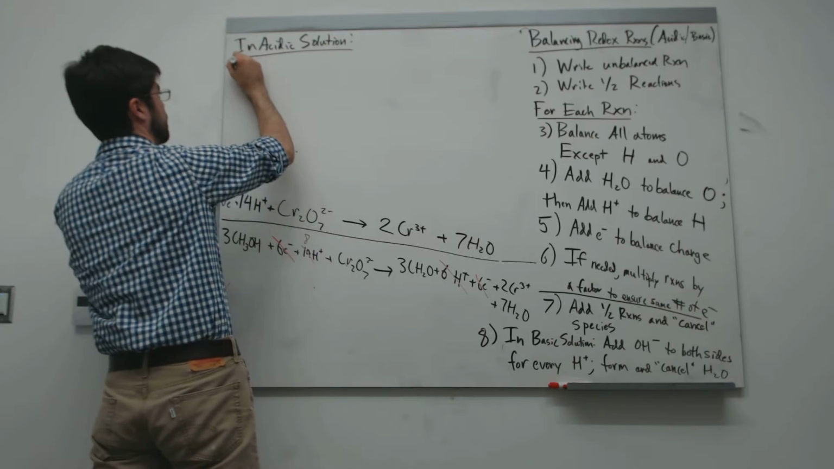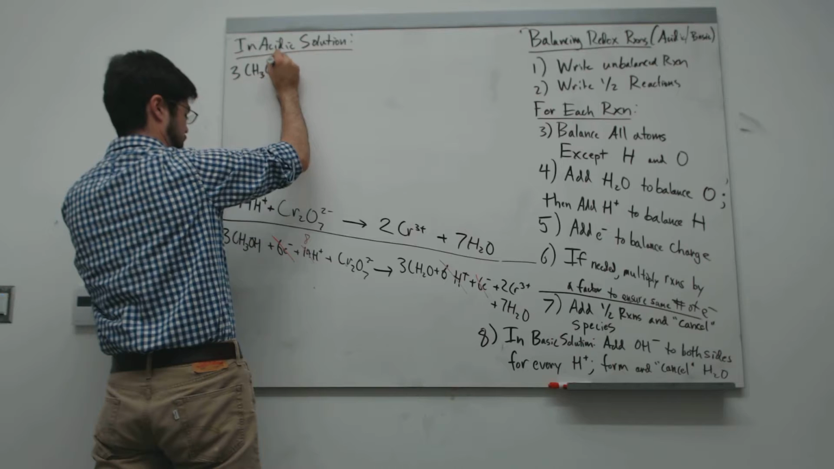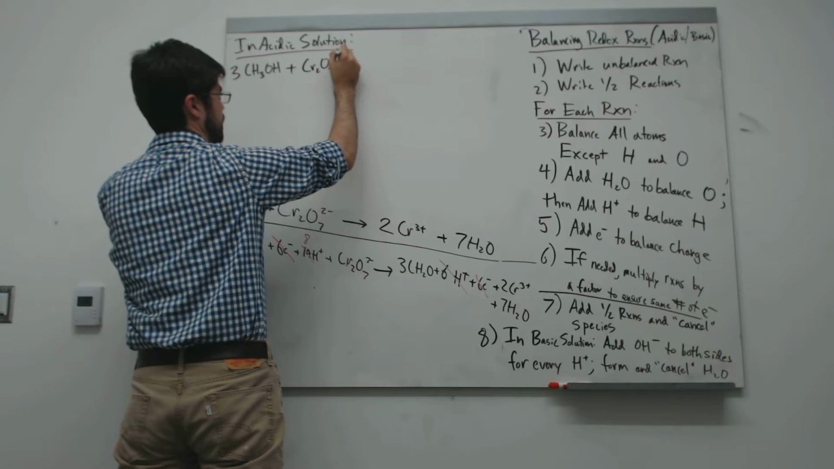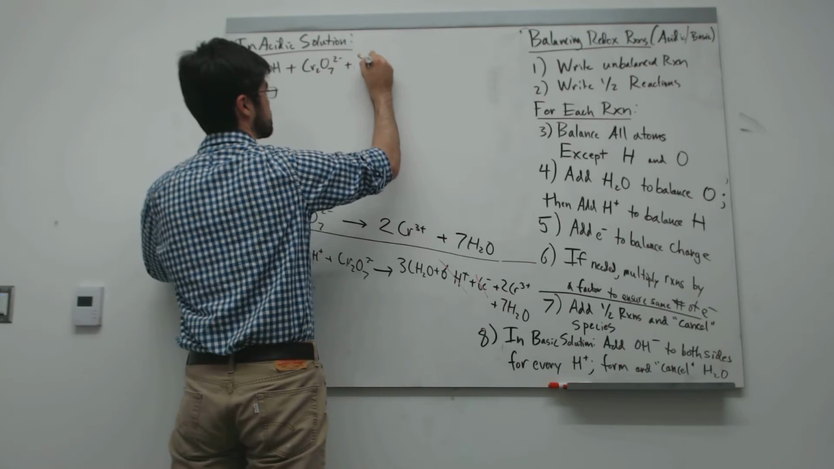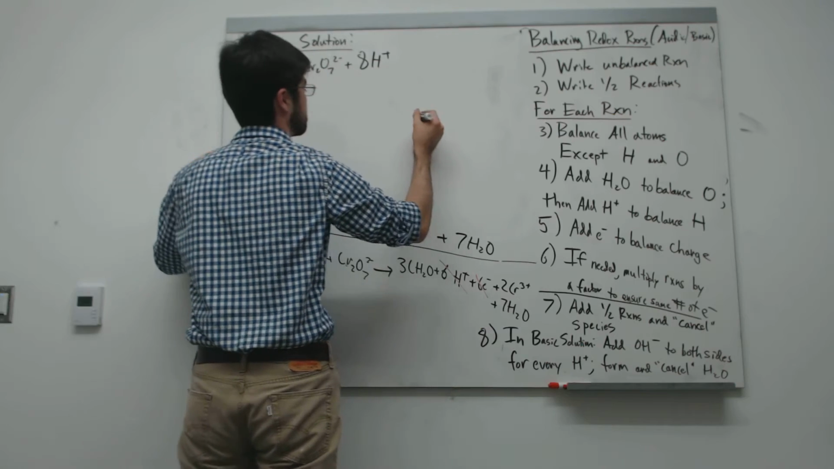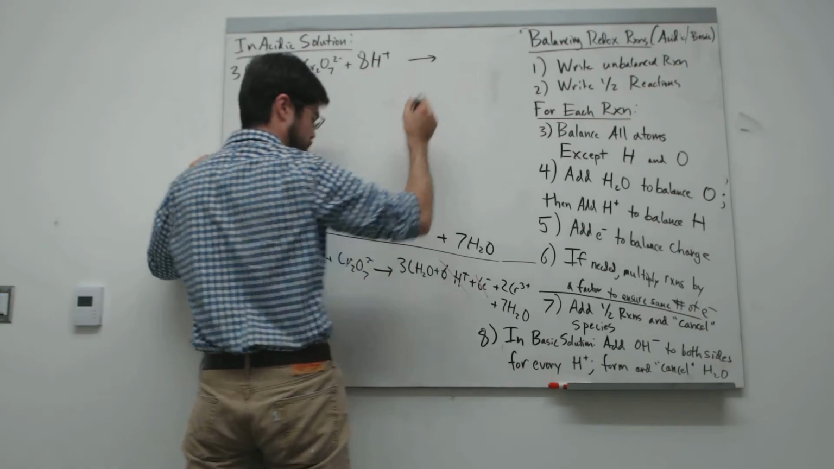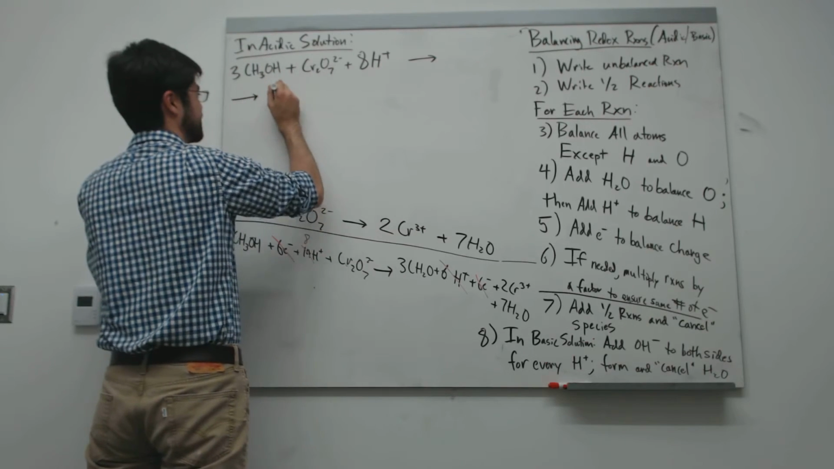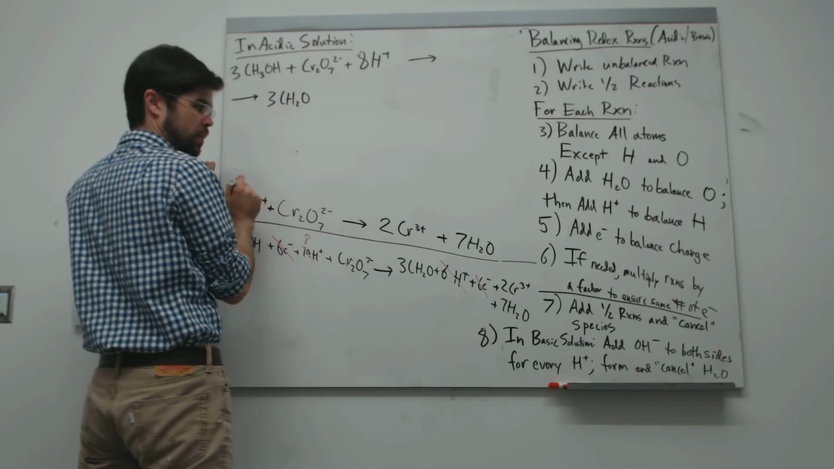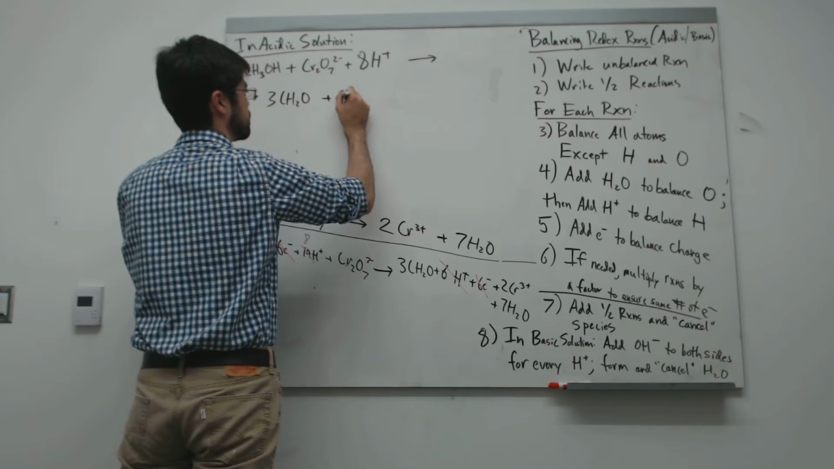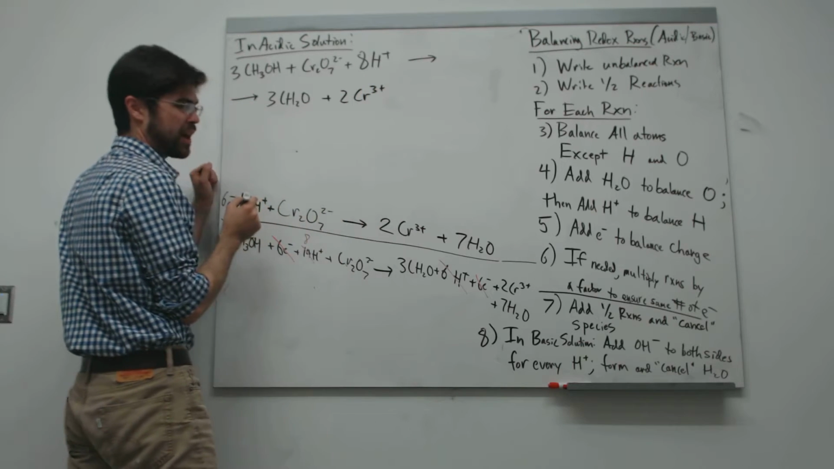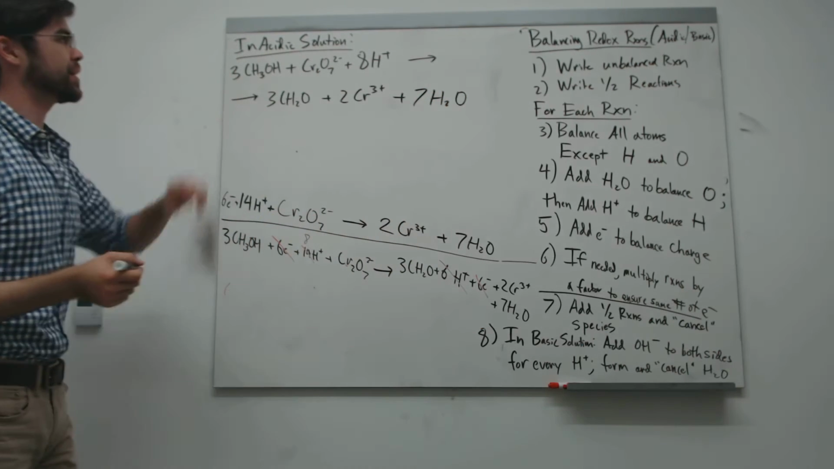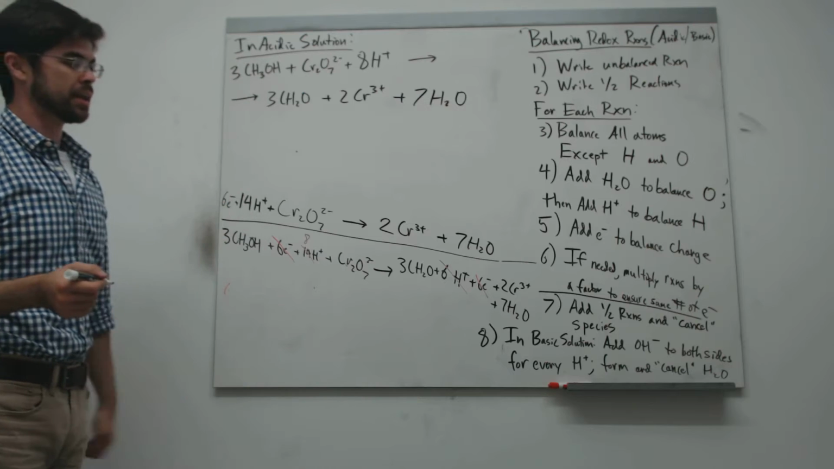So that's going to be 3CH3OH plus the dichromate ion plus 8 H plus ions goes to, I'm going to run out of space again, goes to 3 CH2O molecules plus 2 chromium 3 ions plus 7 water molecules. This is my balanced chemical reaction if it were to occur in acidic solution.